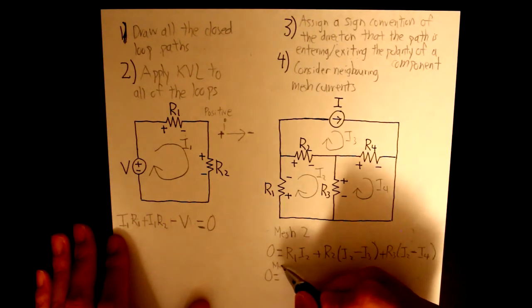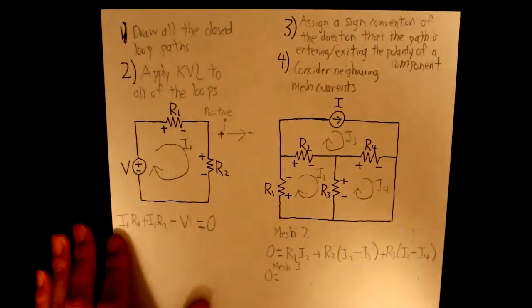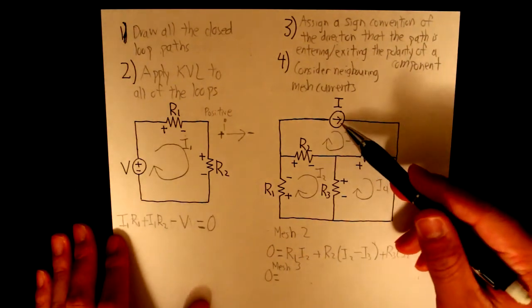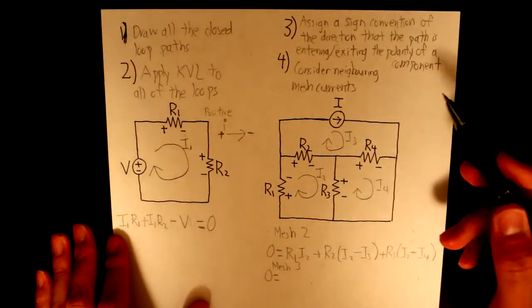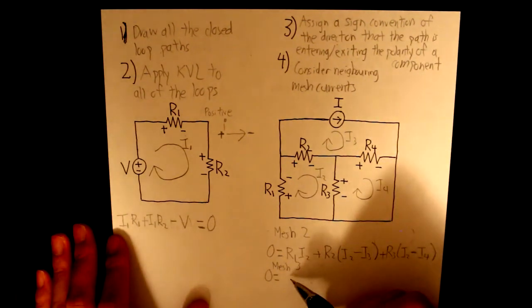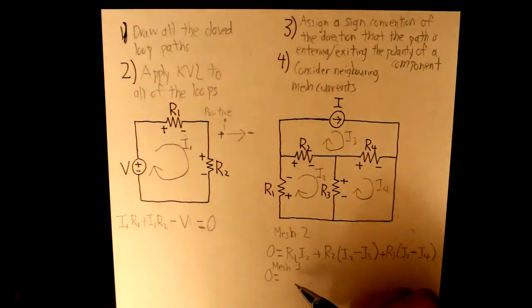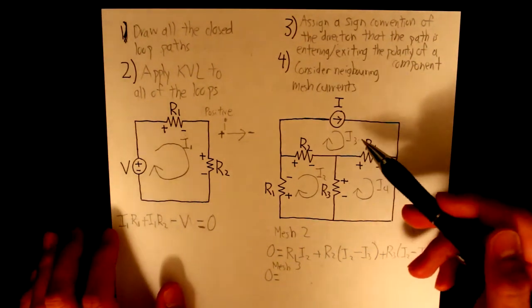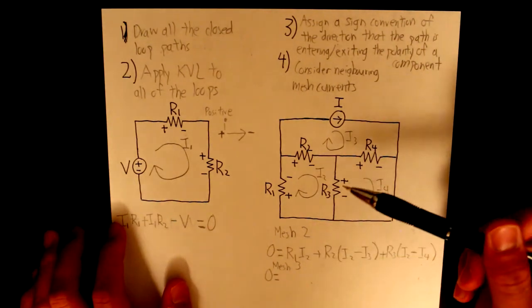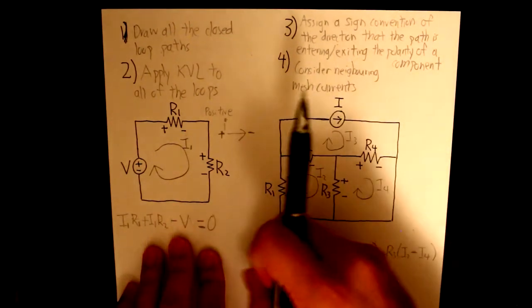And then our third equation, mesh 3. We have a current source, so we've already determined what I3 is. So we already know what I3 is going to be, and we don't need to apply what the equation is.